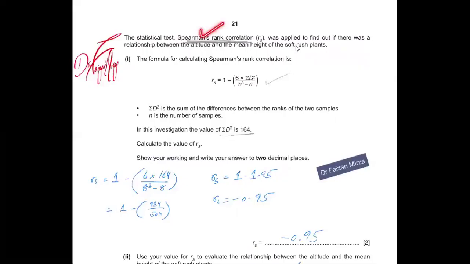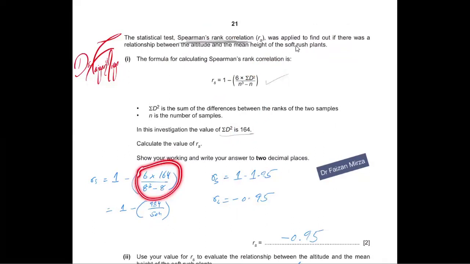They are asking us to calculate Spearman rank correlation. We know the formula of Spearman rank correlation. They have provided to us summation d square. It's 164. So in the formula, summation d square becomes 164. We multiply the value by 6. We have to divide it by n cube minus n. N cube is 8 cube. We subtract 8 from this. We get the answer 984 upon 504 by solving this bracket.